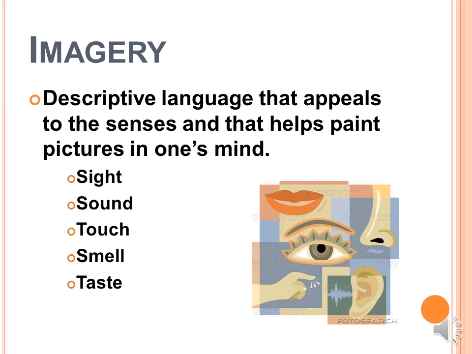One of them is imagery. It's a descriptive language that appeals to the senses and helps paint pictures in one's mind. So it uses the five senses: sight, sound, touch, smell, taste. You can either do it when you're speaking to someone or when you're writing, and the idea is to try and build up or paint a picture in the mind of the listener or the reader. And that's known as imagery because you're literally creating an image in their mind, or you're trying to anyway.